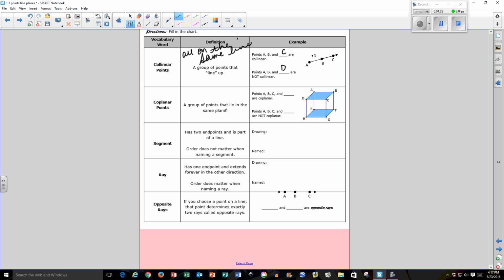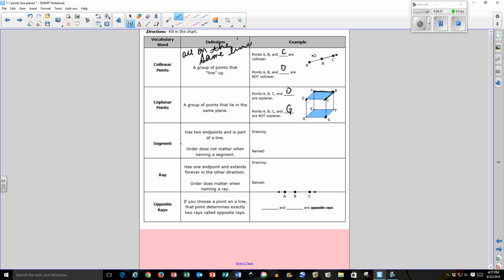Coplanar points are points that are on the same plane. So for example, here's A, B, C, so D would be in the same plane. A, B, C, and any other point is not on the same plane. So we could say G, that one would not be in the same plane as A, B, C.